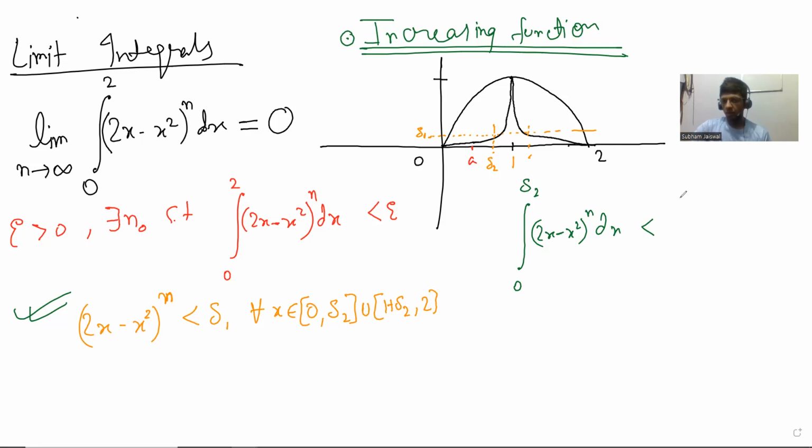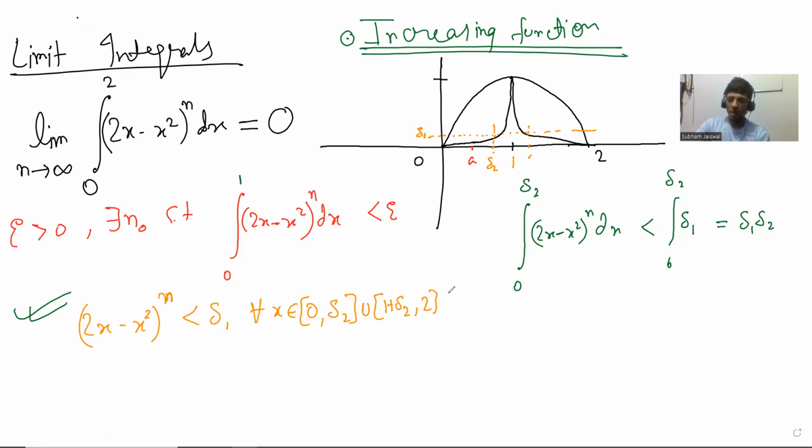So this thing will be less than what? This will be just 0 to delta 2, and this will be delta 1, and so this will just become delta 1 times delta 2, right? But then you have to show that integral from 0 to 1 is less than. So we forget the 2. So just 0 to 1.